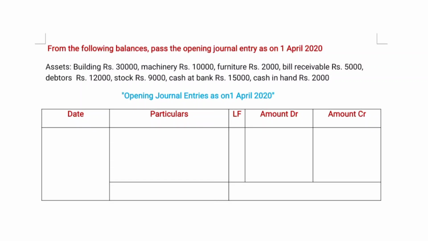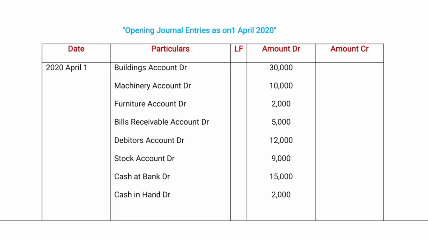Here all details are posted on the debit side of the entry, and the date is 1st April 2020. Now for passing, after all the debit items, these are assets: building account 30,000, machinery account 10,000, furniture account 2,000, bills receivable account 5,000, debtors account 12,000, stock account 9,000, cash at bank 15,000, cash in hand 2,000. Here all items are calculated, and we total the assets.